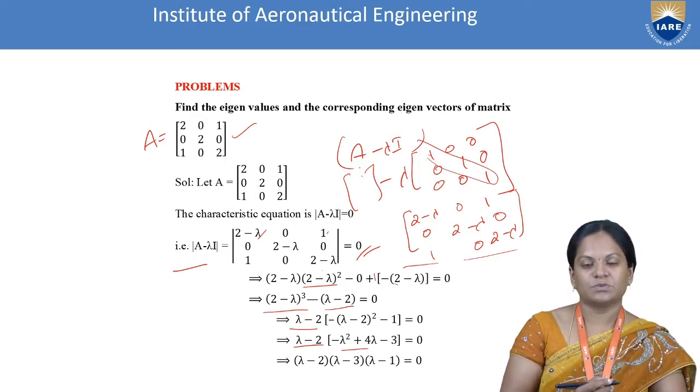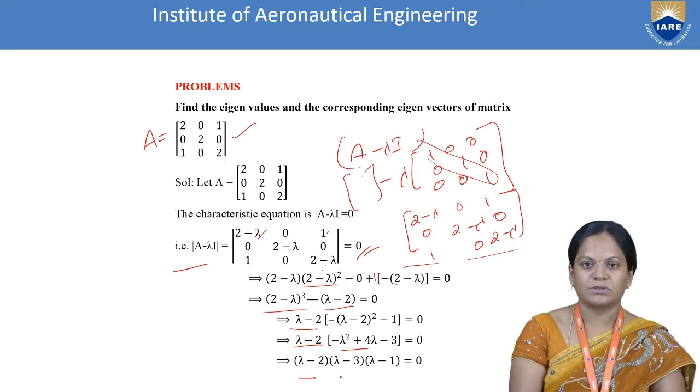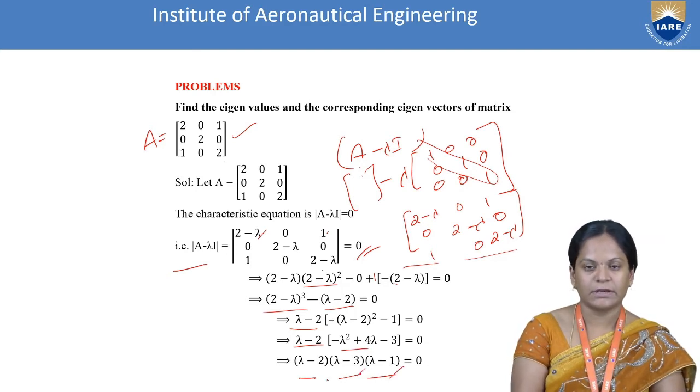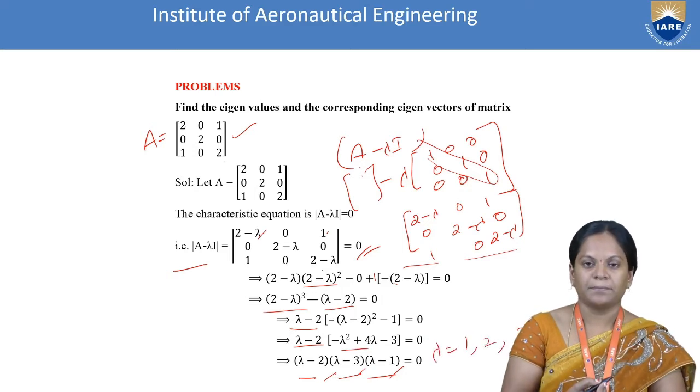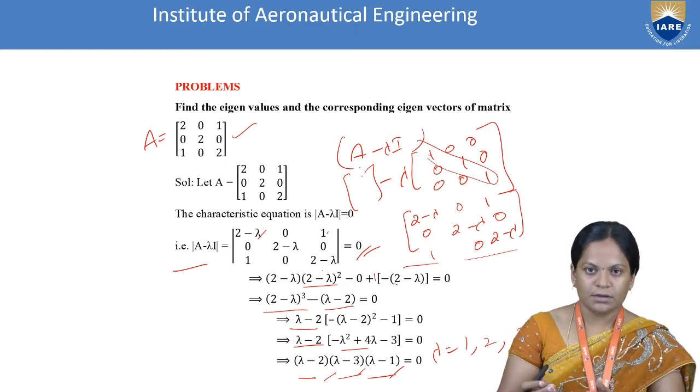If we solve this, we get the factors: lambda minus 2, lambda minus 3, lambda minus 1 equal to 0. If we take each equal to 0, we get 3 roots, those roots are 1, 3, 2. So lambda equal to 1, 2, and 3 are nothing but the eigenvalues or characteristic roots.